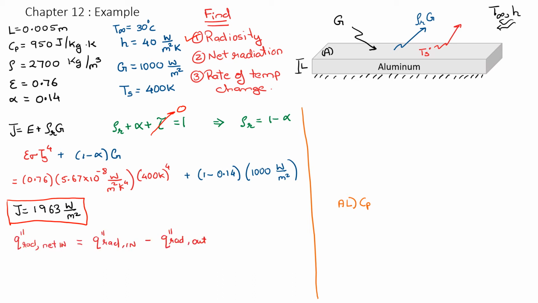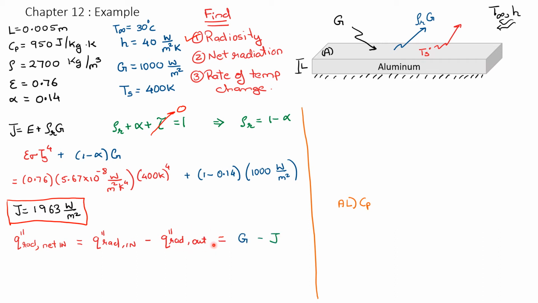Now we need to find out what the net radiation is. Let's say that the net radiation is coming into the system, or coming into aluminum. So we can write this down as q double prime rad in minus q double prime rad out. If our assumption is true, we'll get a positive value. If radiation out is greater than radiation in, we'll get a negative value, which will tell us that our assumption was wrong and the net radiation is going out of the system.